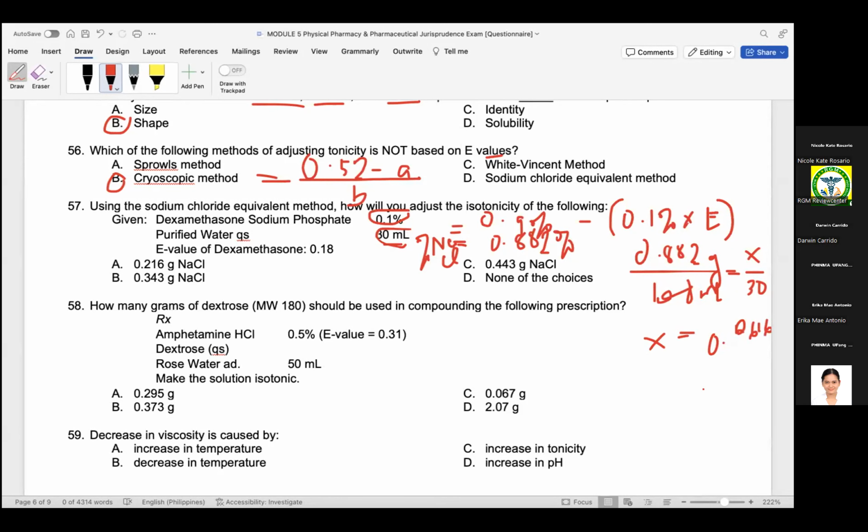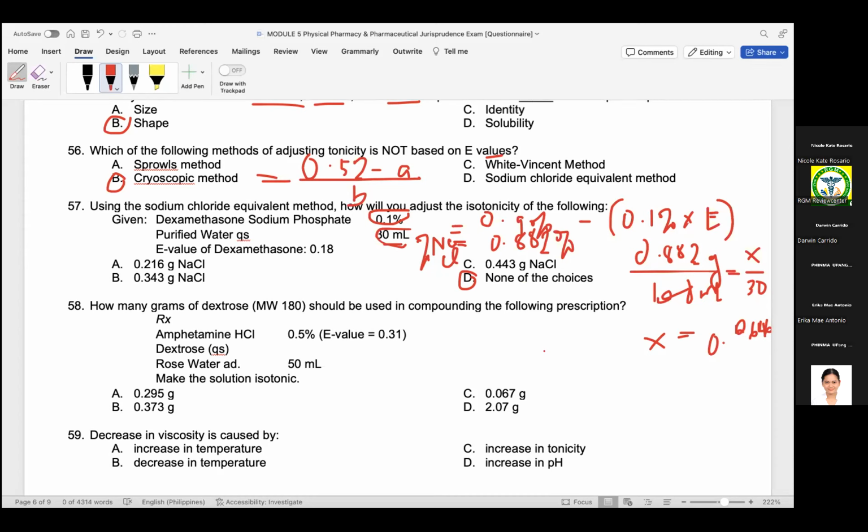Double check ko lang ha. 0.1 divided by 100 times 30 times 0.18 is 0.0054. And minus 0.27. 0.2646 is the correct answer. Feeling ko dapat A ang sagot eh. Pero malayo kasi yung 216 sa 264 or 265. So letter D, none of the choices.